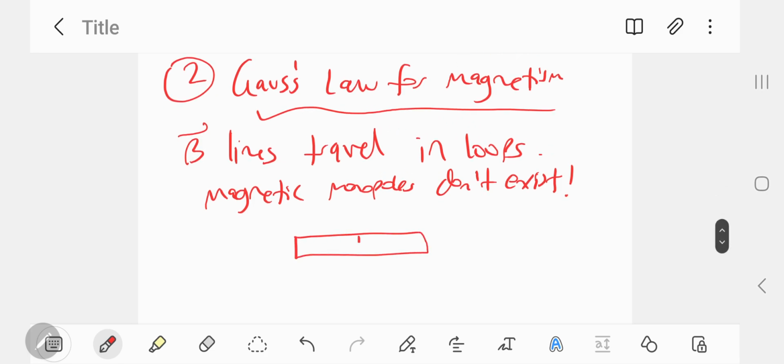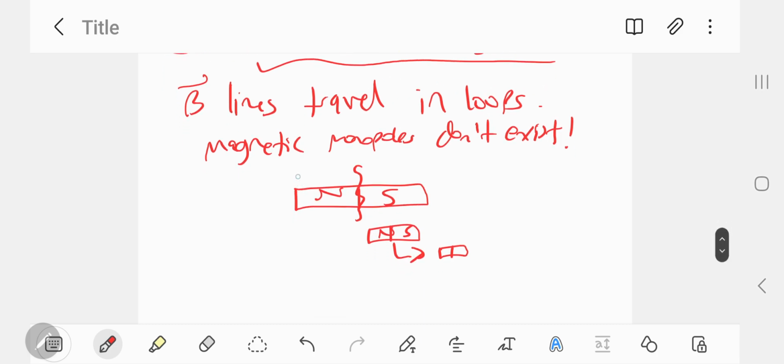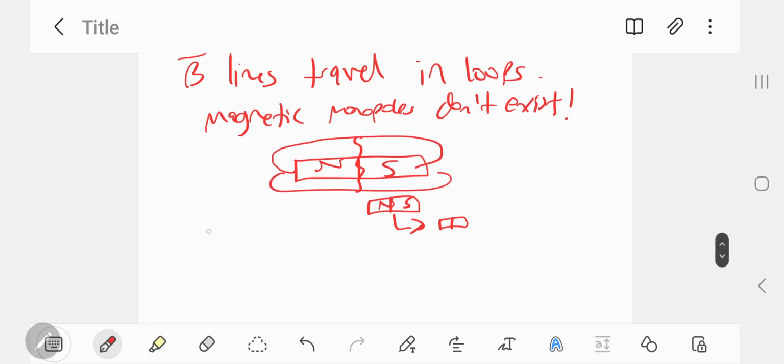Okay, quite simply, this can be illustrated using a bar magnet, north-south. If you cut a bar magnet in half, you'll still get a north and south. Keep doing so, you'll still get a north and south. Okay? Magnetic field lines travel in loops. They go from north to south, quite simply. And mathematically, it looks like this. Once again, I'll be using integral notation.